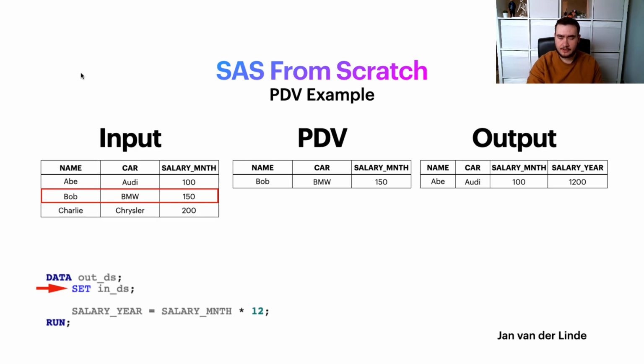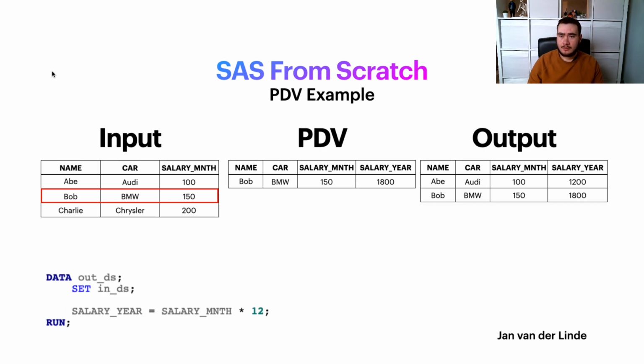Now that we've read in the record, SAS executes the next statement in this data step, which is to calculate the annual salary. And you can see that the salary has been added to Bob's row in the PDV. Again, I want to stress we're not changing anything here. This happens in the PDV. The PDV finishes its job and then moves the row in the PDV to the output data set, which is what's happening there.